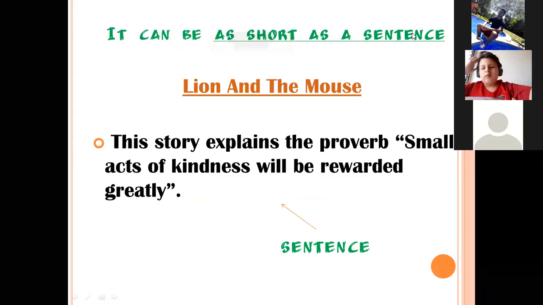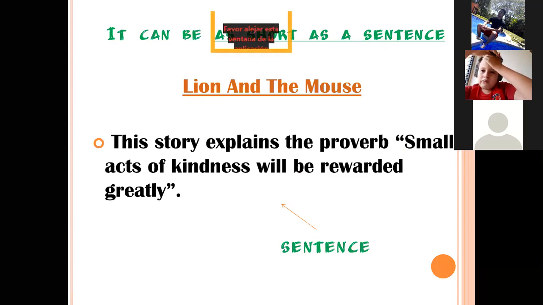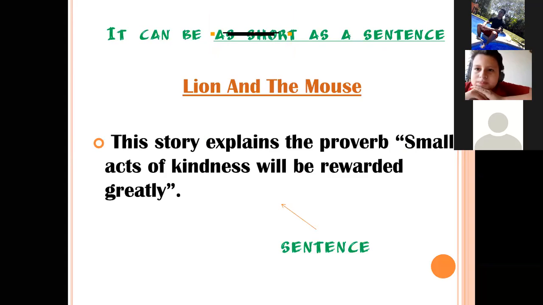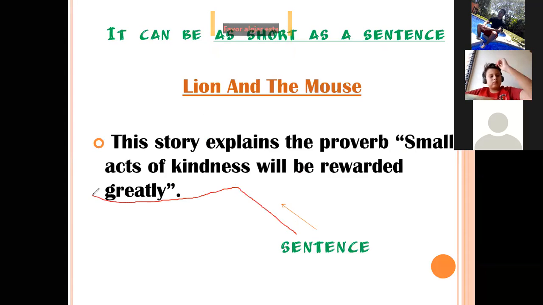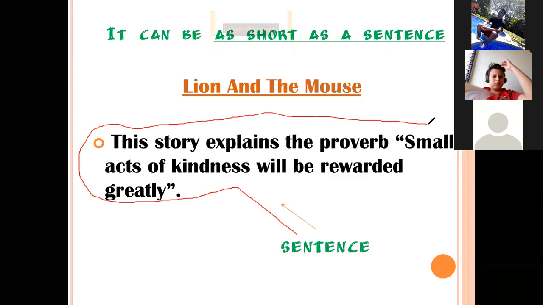So, the first one, this is an example as short as a sentence. You don't have to copy this. This slide is not necessary to copy. Just pay attention to me, please. For example, the name of my story is The Lion and the Mouse. Imagine this is the story. This is an example, and my sentence is this. All of this is my sentence. Actually, it could be a paragraph, but this is a sentence.